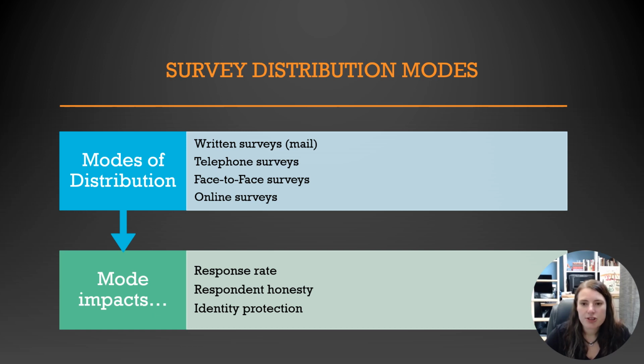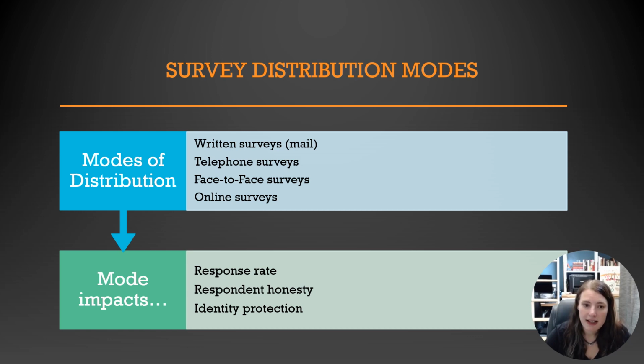The way that the researcher provides the respondent with a survey questionnaire is called the mode of distribution. There are 4 modes of distribution: mail surveys, telephone surveys, face-to-face surveys, and online surveys. Each mode of distribution has its own advantages and disadvantages. In the next slide, I'm going to discuss 3 primary concerns that are affected by the distribution mode.